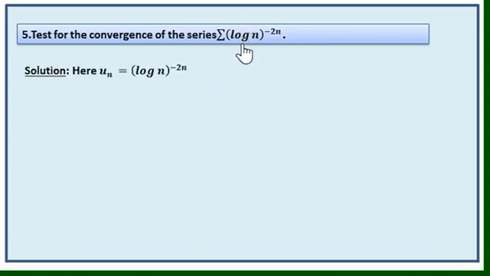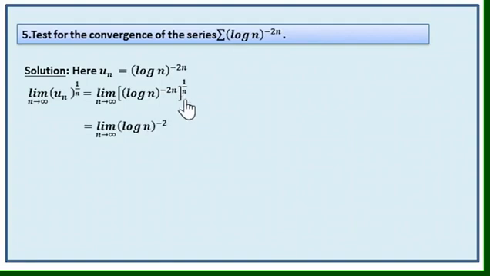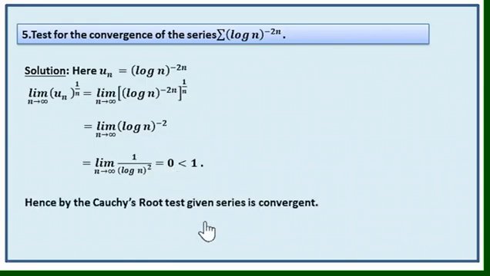Next problem, test for convergence of the series summation log n power minus 2n. So here un is log n power minus 2n, limit un power 1 by n as n tends to infinity equals limit of log n power minus 2n to the power 1 by n as n tends to infinity, that is log n to the power minus 2n into 1 by n. So we have log n power minus 2. We can write 1 by log n power plus 2. So we have this and put n equal to infinity. We have log infinity is infinity, so we get 1 by infinity, that is 0, which is less than 1. So by Cauchy's root test, the given series is convergent.